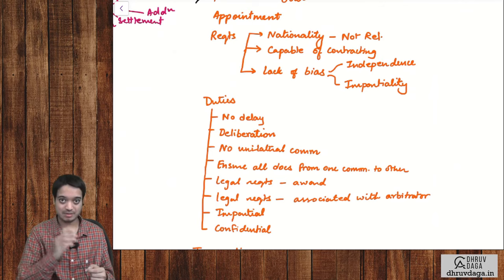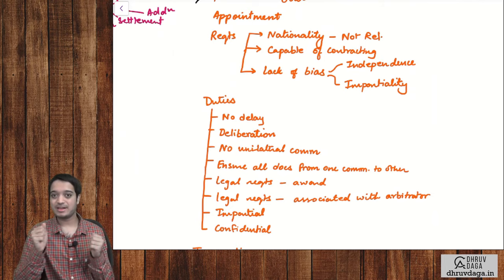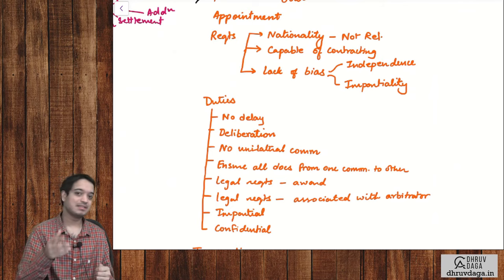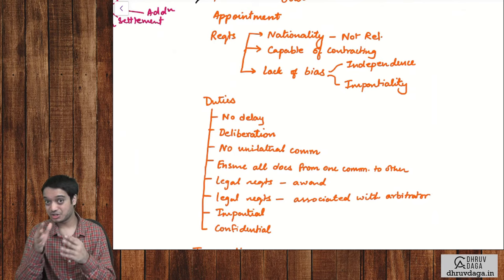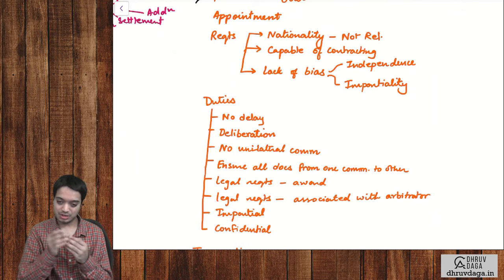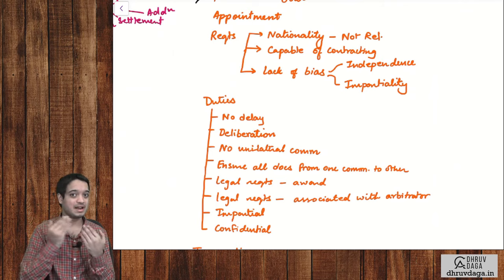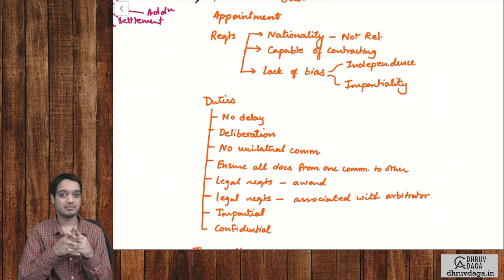So duties of an arbitrator, number one, no delay. You should not unnecessarily prolong the process. In 12 months, arbitration should generally be finished. We are saying no delay, but this does not mean you do anything in a hurry. You need to deliberate. You need to talk about things properly. There should be full discussion. How? No unilateral communication with just one party. Both the parties should be aware of all of the communication.